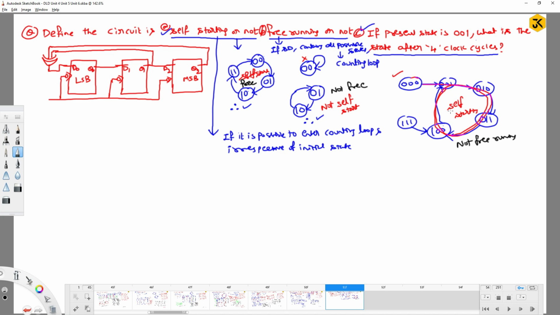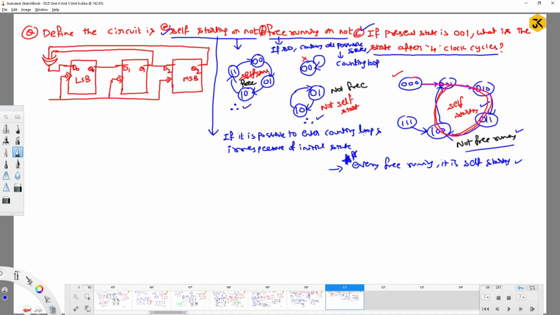Okay, fine. So can I say that every free running counter is self-starting? Yes. If it is free running, it is definitely self-starting, but vice versa is not possible, guys. The example is this one itself: if it is self-starting, it is not necessarily free running, so this is important.